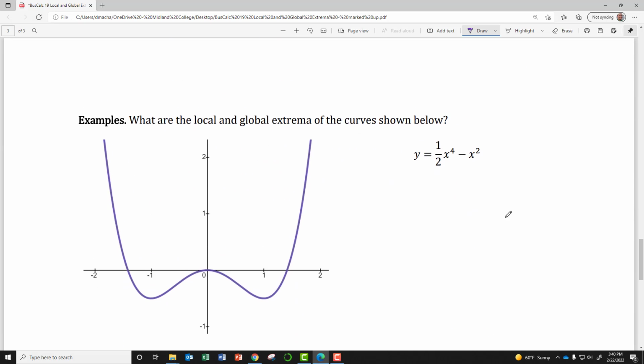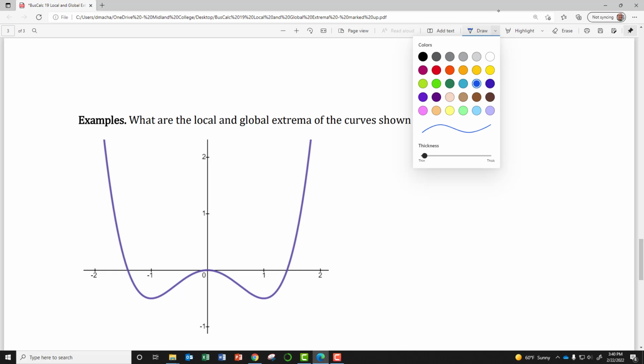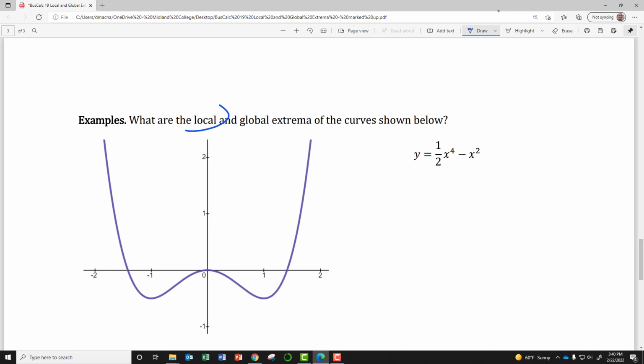So here's some examples, and they're kind of thought-provoking examples. What are the local and global extrema? What are the local and global extrema of the curve shown below? So here in purple, I have this nice curve that represents some function, and here I see a local maximum. And here I see some kind of minimum, and there I see another minimum.